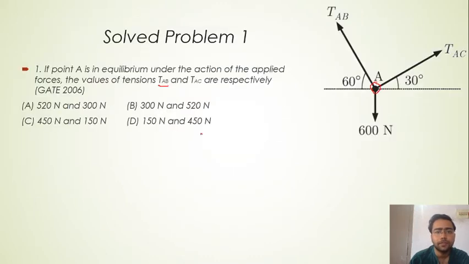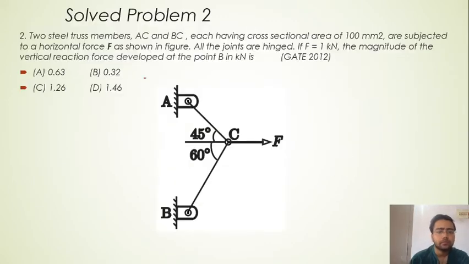In the previous question, what happened? It was pretty easy. I just saw it and found it. I got it directly from the diagram itself that I have to find TAB and TAC only, nothing more. But in this problem it is somewhat difficult. I don't know what I have to find out, right? So I have to read the question properly.